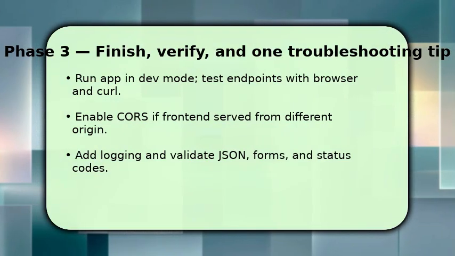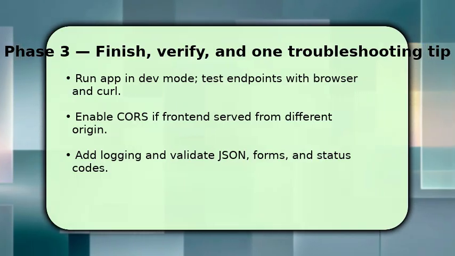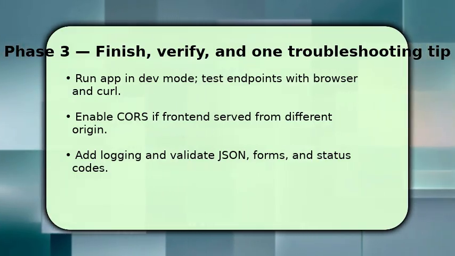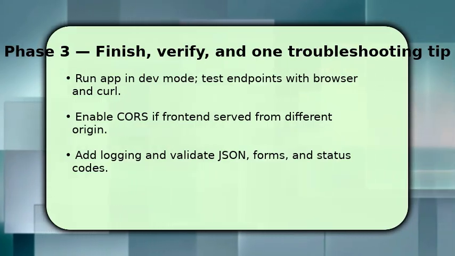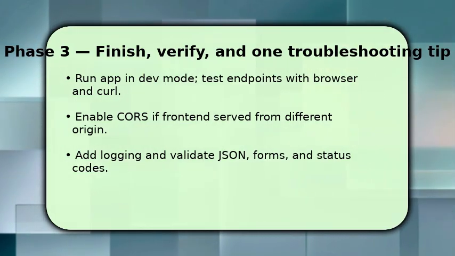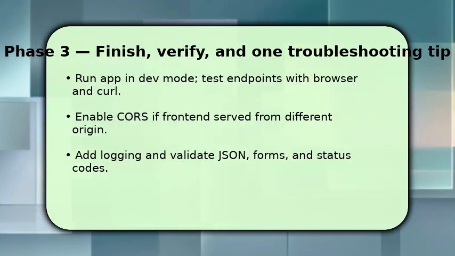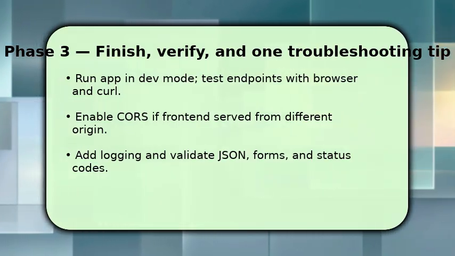You finish by running the app in development mode and exercising every endpoint in the browser, and with curl, so you confirm both HTML rendering and API responses. Once done, enable CORS when the frontend lives on a different origin and add clear logging to capture errors.